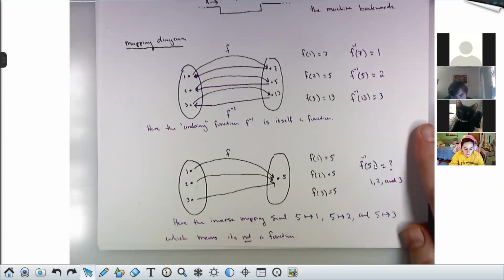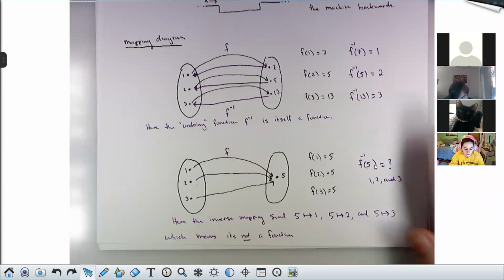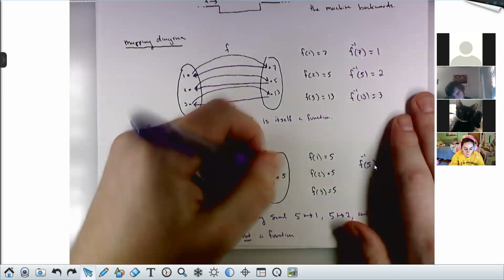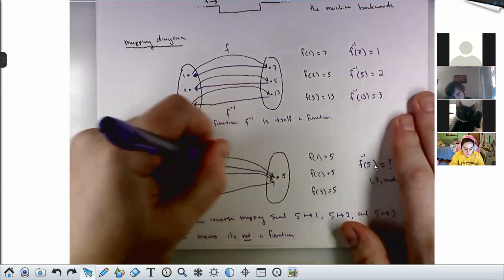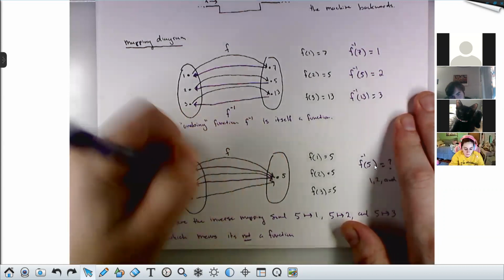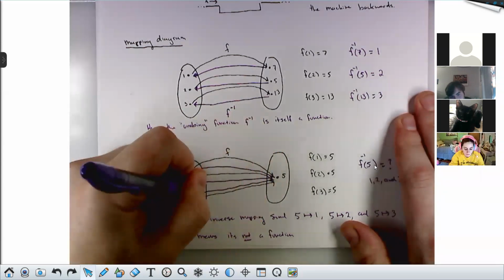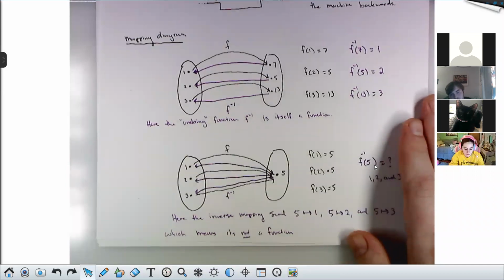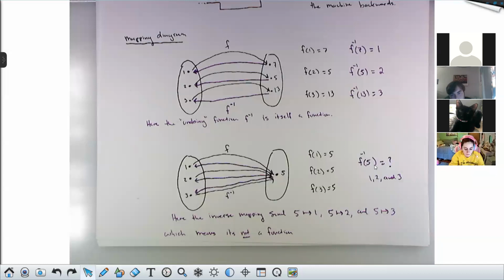Right? A function has to send each of its inputs to different outputs. You cannot send the same input to multiple different outputs. And the inverse mapping here would send the input 5 to 1. It would send the input 5 to 2, and it would send the input 5 to 3. So the purple in this second picture is not a function.